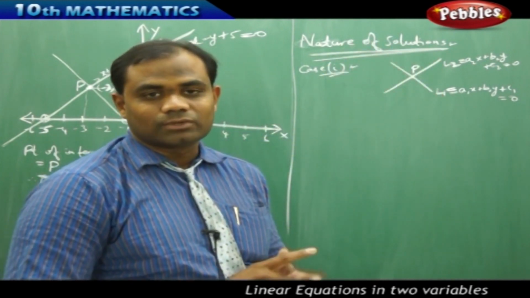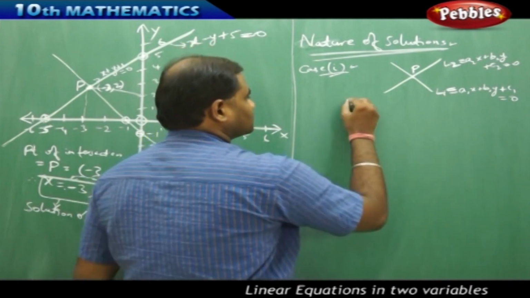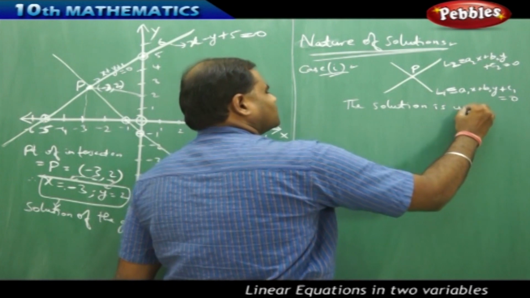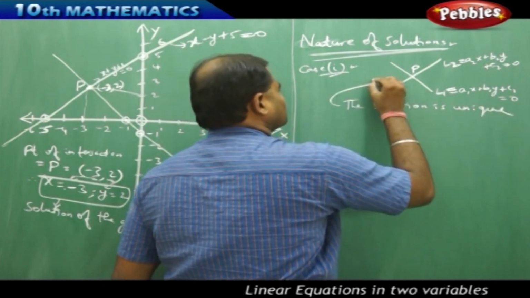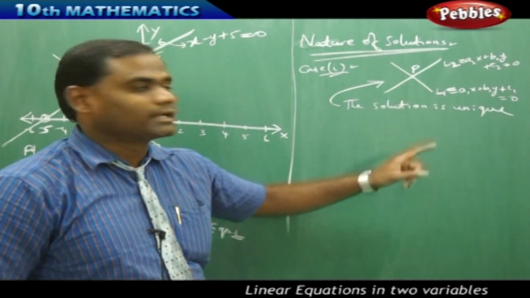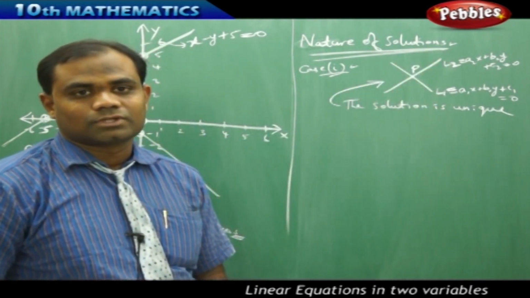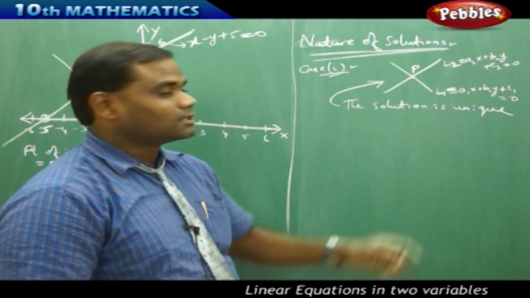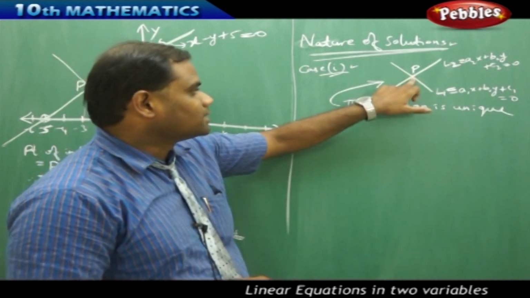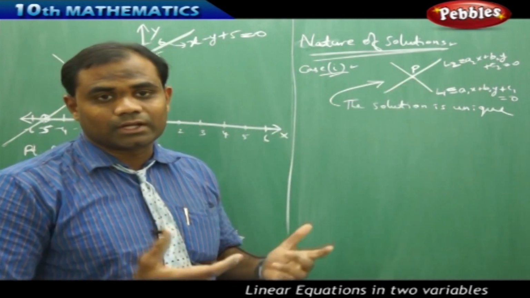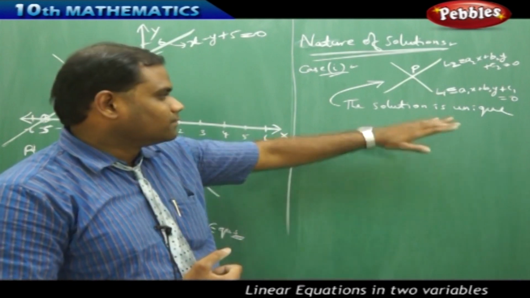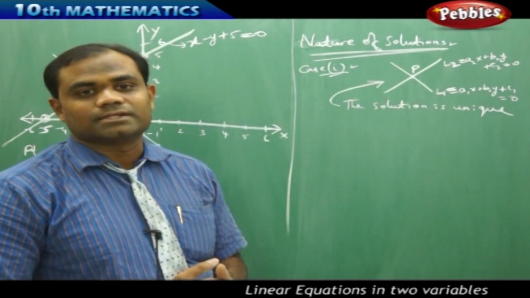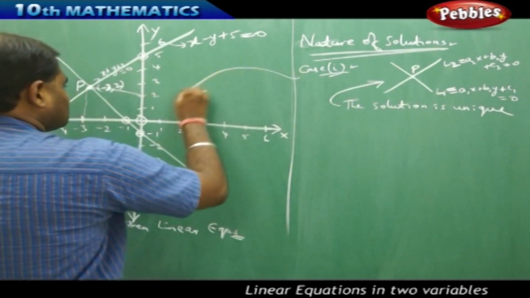That implies if two lines intersect at one point, then the solution is unique in case of this kind of a trend of the two lines L1 and L2. So if I have two linear equations in two variables x and y, then we say that the solution is unique if the two lines intersect only at one point. Unique is one and only one solution. That is, we get only one value of x and one value of y in case of lines intersecting. This being the example of case 1.